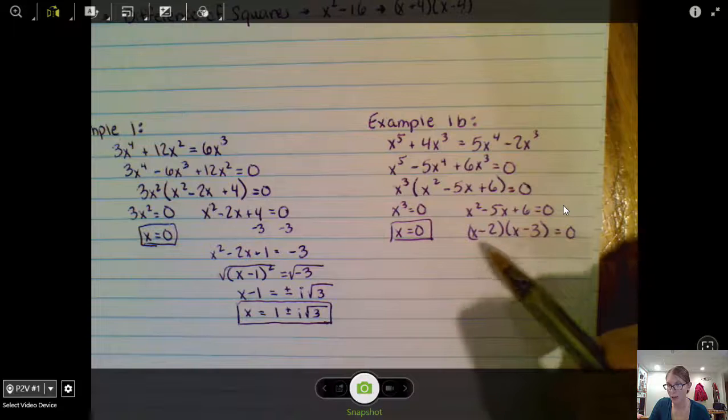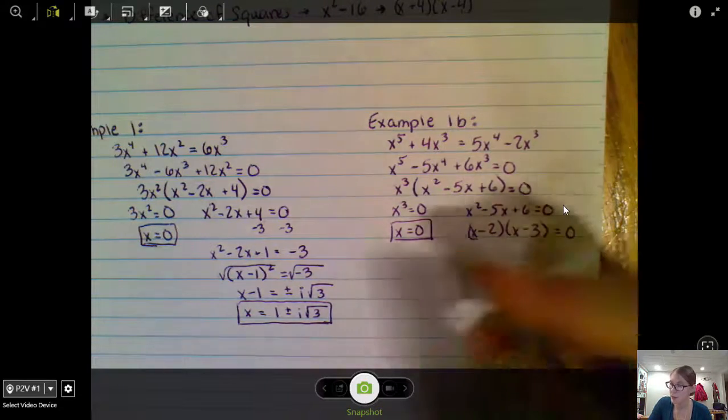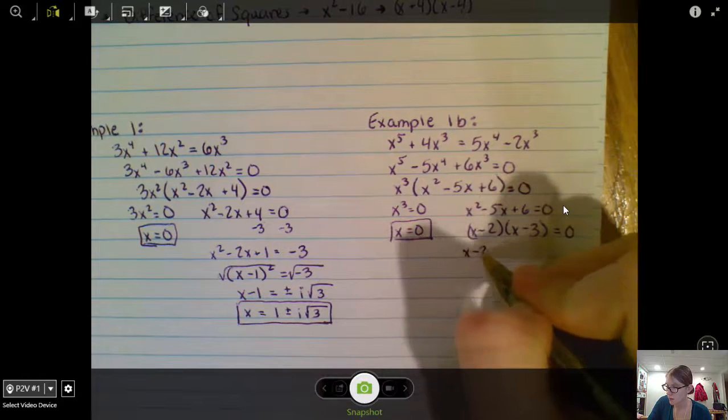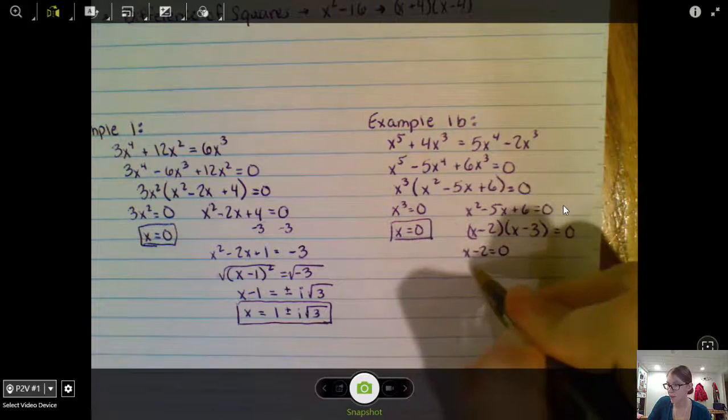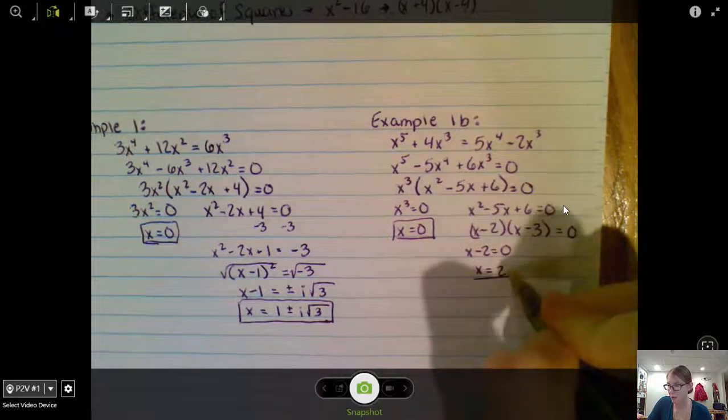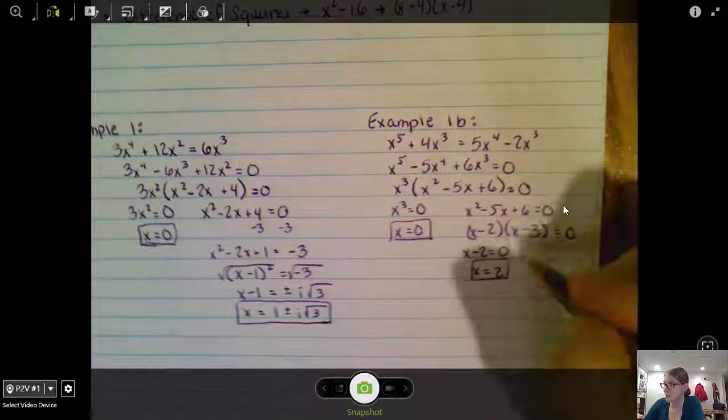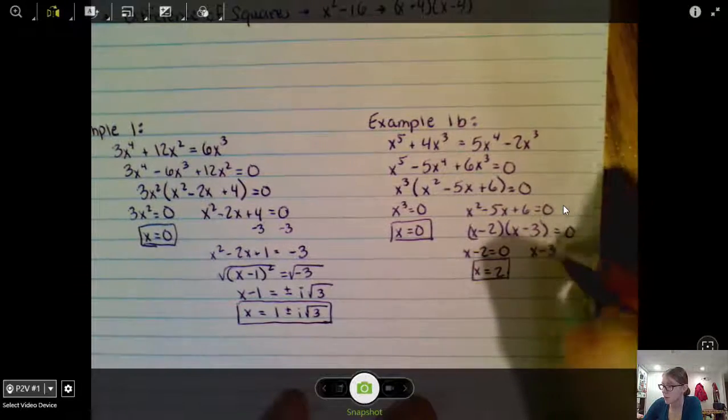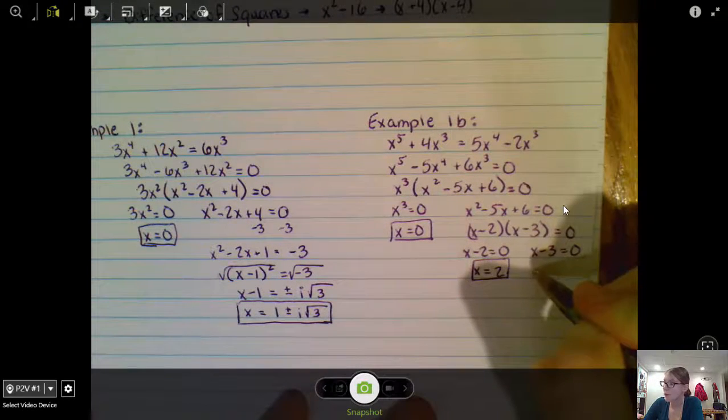Zero product property again. When does x minus 2 equal 0? That happens when x is 2. And then again, when does x minus 3 equal 0? That happens when x is 3.